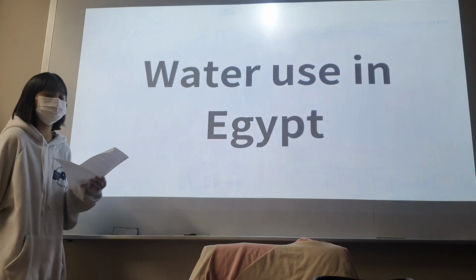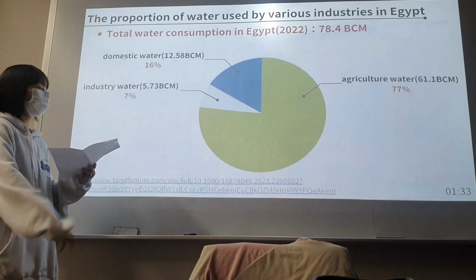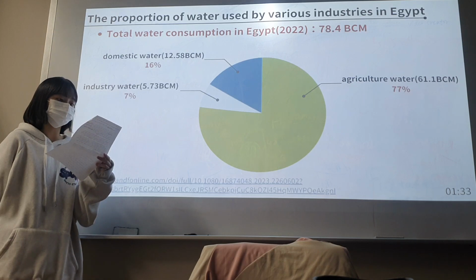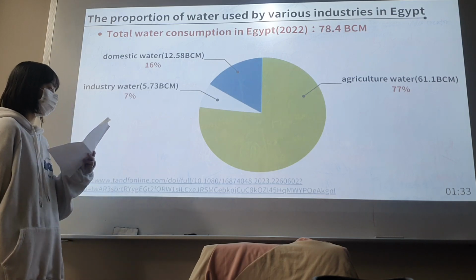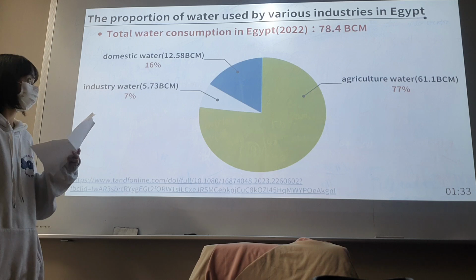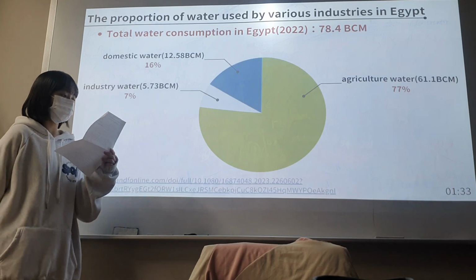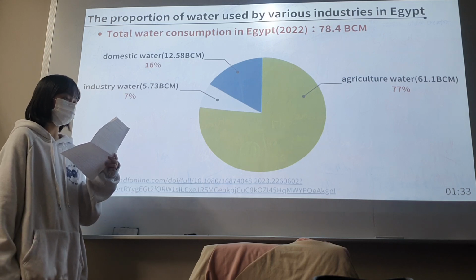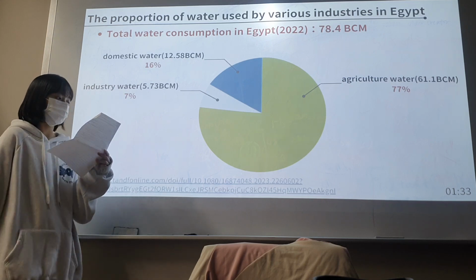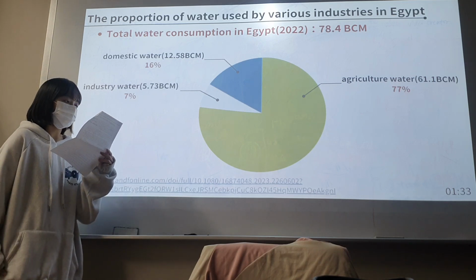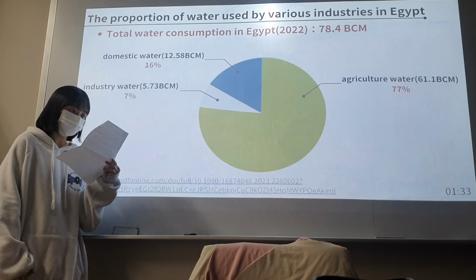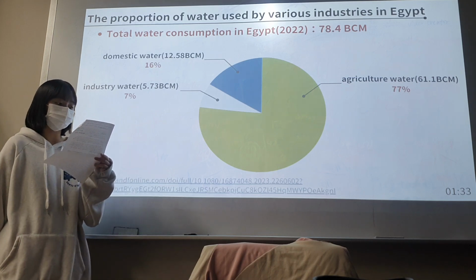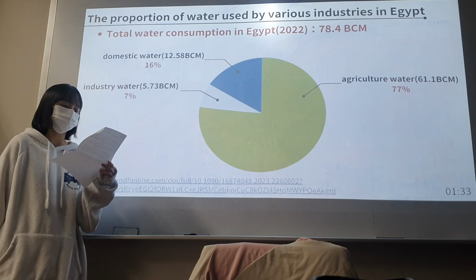Water use in Egypt. First, let's talk about Egypt's water usage in 2022 and the proportion of water consumption across different sectors. Egypt's total water usage amounts to 78.4 billion cubic meters from the chart. We observe that agricultural water consumption constitutes 77% of Egypt's total water usage.